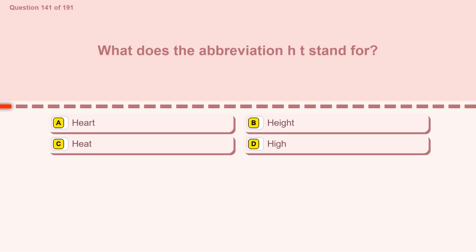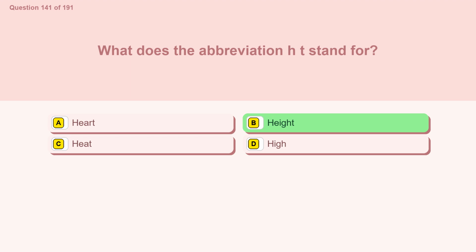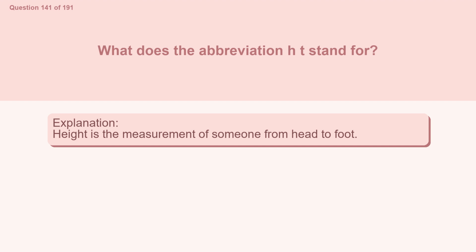Question 141. What does the abbreviation HT stand for? Option A, heart. Option B, height. Option C, heat. Option D, high. The correct answer is option B, height. Height is the measurement of someone from head to foot.